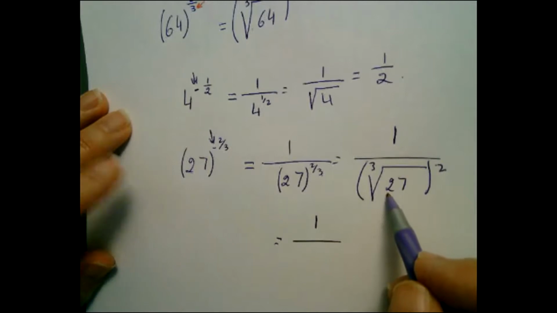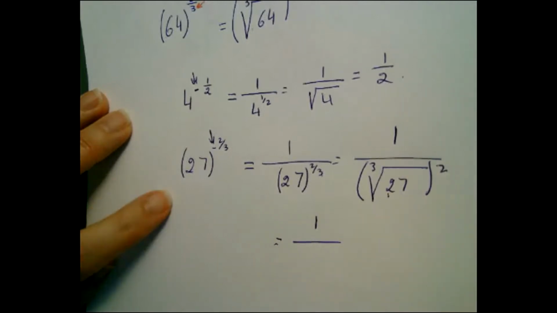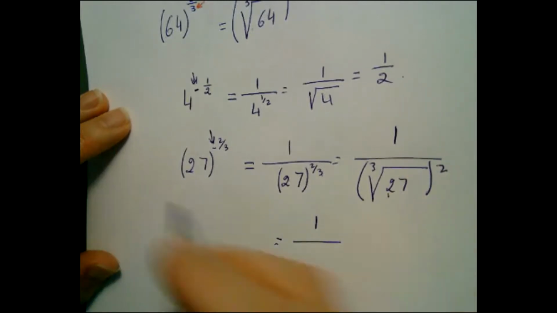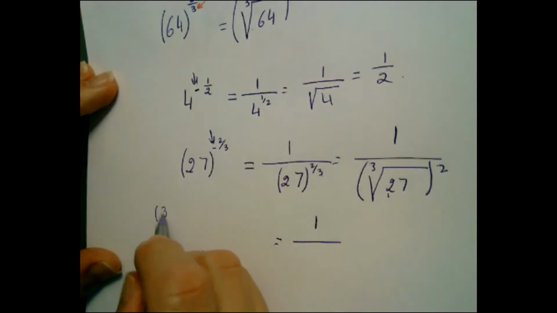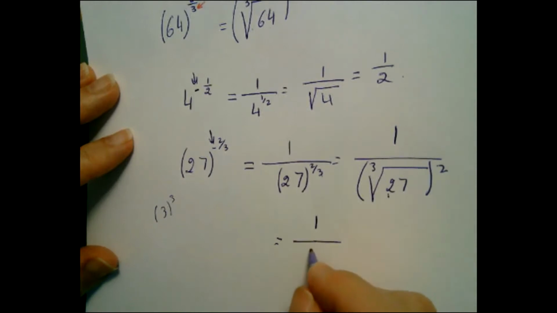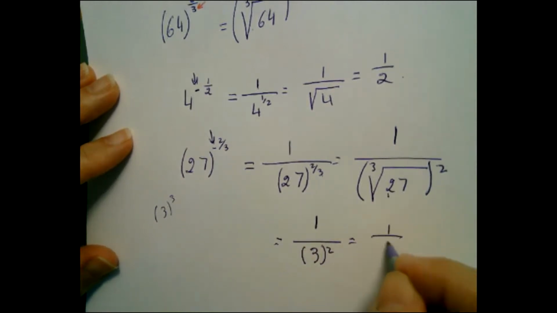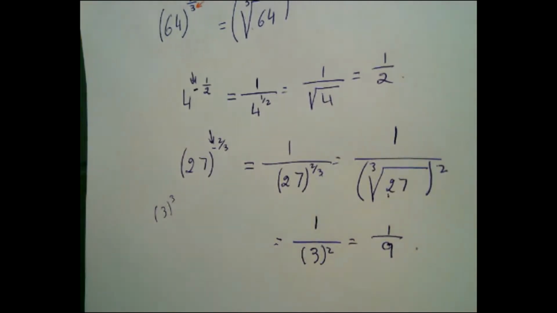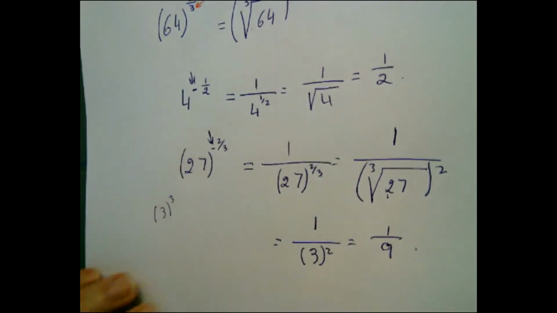Cubic root of 27, the number that when you take it to the power 3 gives 27, is 3, because 3 times 3 is 9, times 3 is 27. And the whole thing, we square it, giving rise to 9. Okay, so that's the fractional exponent, very important for us to get.